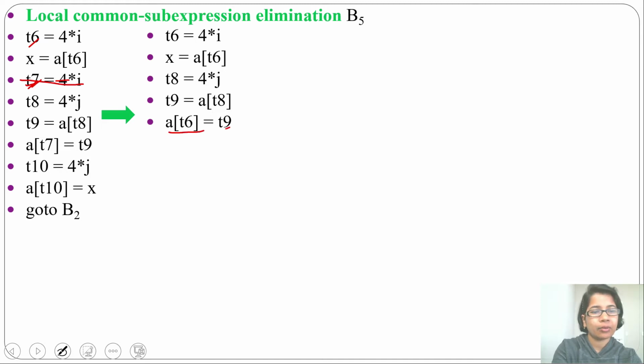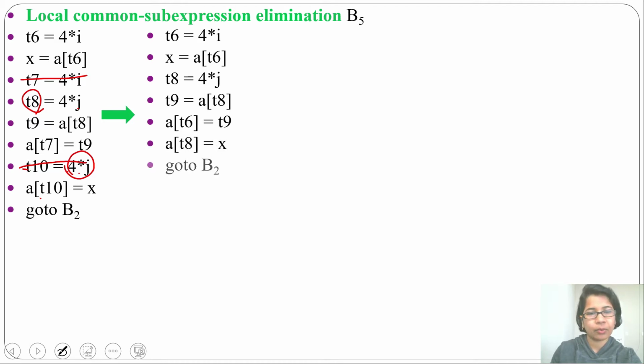Next, T10 equal to 4 multiplication j. 4 multiplication j is already present in T8, so we'll remove this. Next statement, a of T10 equal to x. T10 equal to 4 multiplication j, and 4 multiplication j is in T8, so we'll write a of T8 equal to x. Next, go to B2. So we just remove two statements, T7 equal to 4 multiplication I and T10 equal to 4 multiplication j. This is a local common sub-expression elimination.